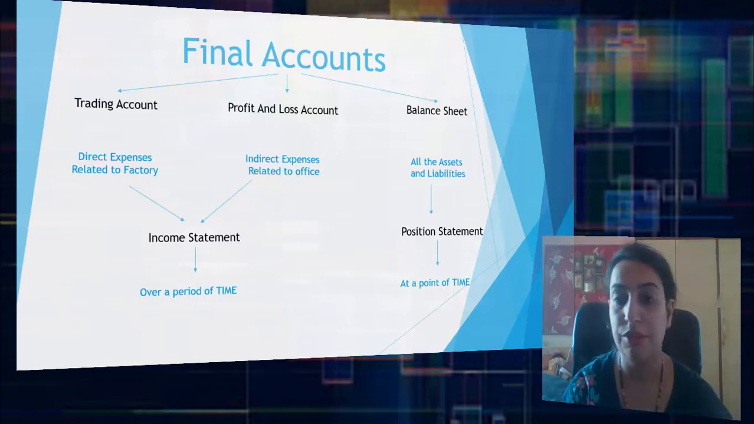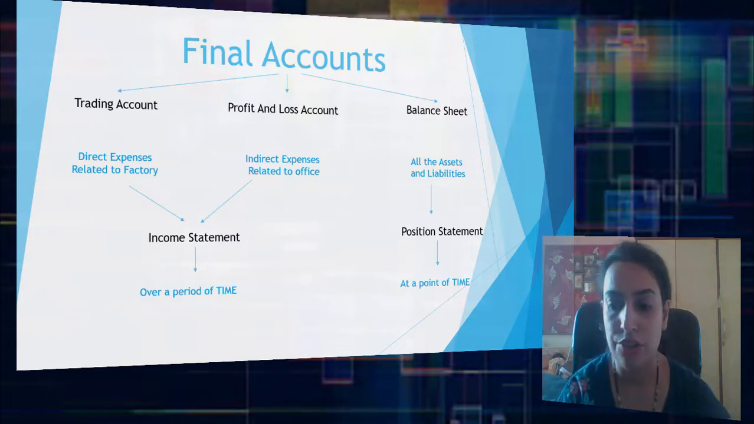It can be as per your calendar year. So if your year end is calendar year, it is going to be 31st of December, or if it is financial year, it has to be 31st of March.